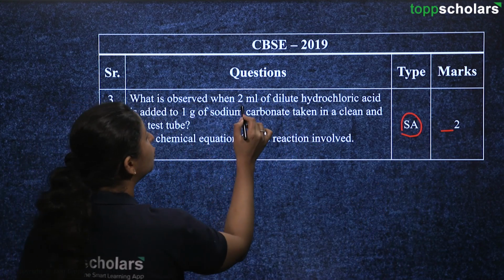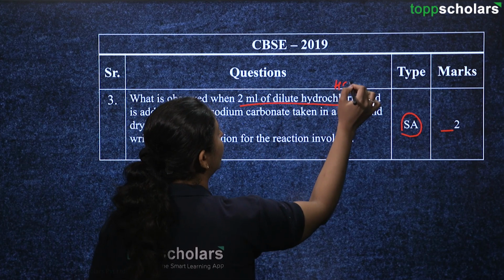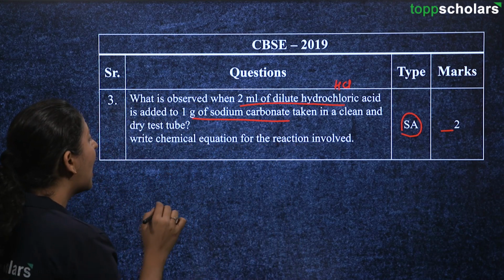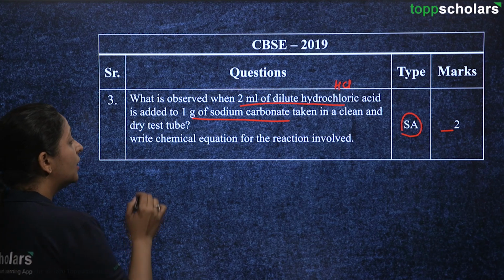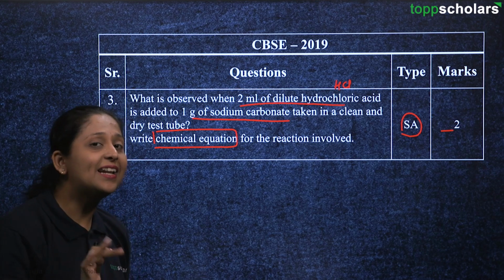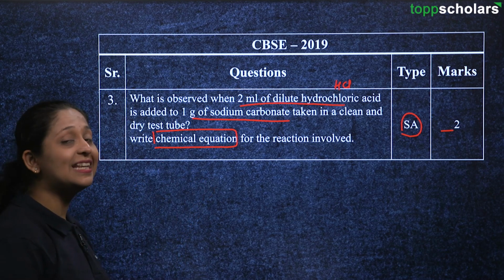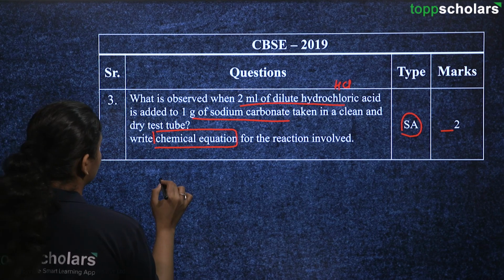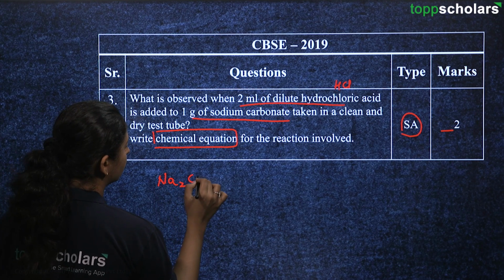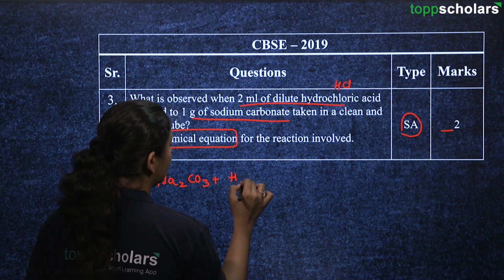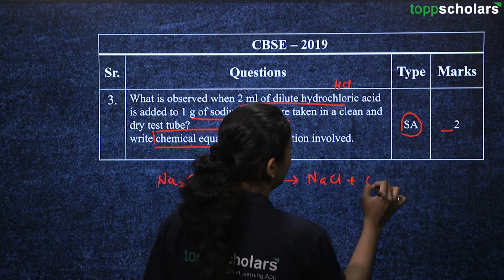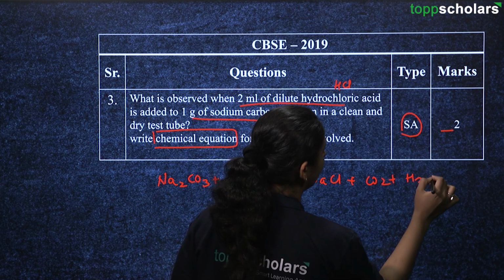What is observed when 2 ml of dilute HCl, that is hydrochloric acid, is added to 1 gram of sodium carbonate, taken in a clean and dry test tube? You have to write down the chemical equation for this reaction. Just by writing the chemical equation, students, you will easily get 2 marks for this question. So here we have sodium carbonate along with HCl producing NaCl plus carbon dioxide plus water.